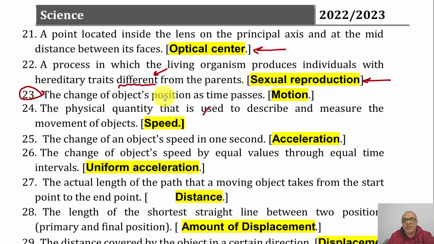The change of object position as time passes means motion. The physical quantity that is used to describe the measure of the movement of an object, we call it speed. The change of an object's speed in 1 second is called acceleration. The change of object speed by equal values through equal time intervals is uniform acceleration. The actual length that a moving object takes from the start point to the end point is called distance.